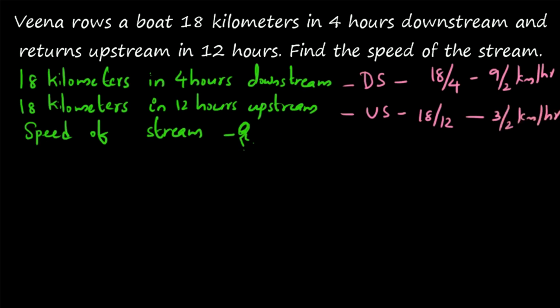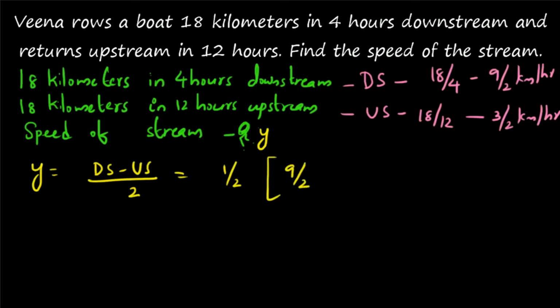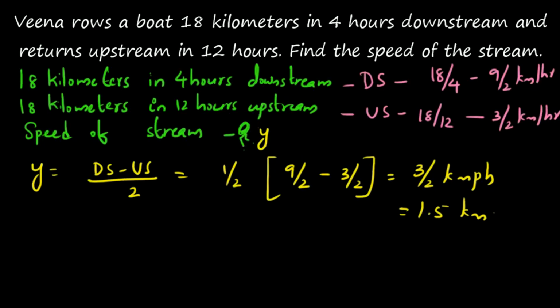So you have the downstream speed and the upstream speed now. For easiness, I have written ds and us. Speed of stream is equal to y, that is our usual representation. So y is equal to ds minus us divided by 2, which gives you half into 9 by 2 minus 3 by 2. What is 9 by 2 minus 3 by 2? 9 minus 3 is 6, 6 by 2 is equal to 3. So 3 by 2 kilometer per hour, which is equal to 1.5 kilometer per hour, is the speed of the stream.